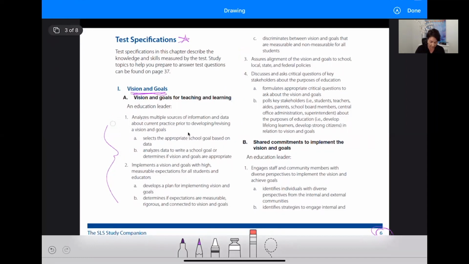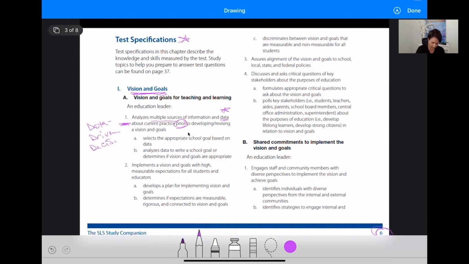So let's take a look at 1A, and specifically, we are going to take a look at this subskill number 1. Analyzes multiple sources of information and data. Data is a good word. If you see it in an answer choice, it's probably a correct answer. About current practice prior to developing and revising school visions and goals. Now, this particular piece is outlining data-driven decisions.